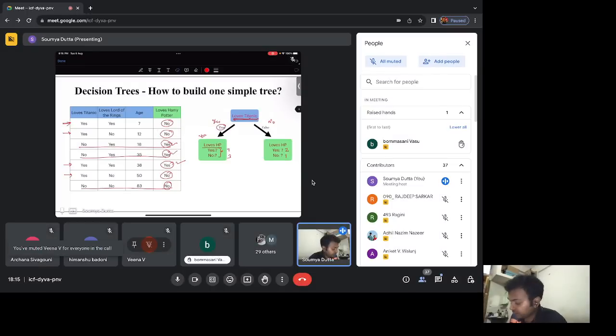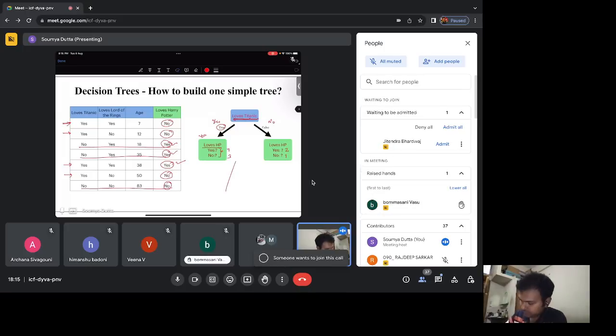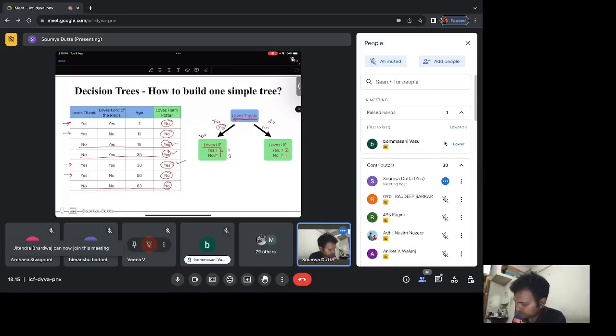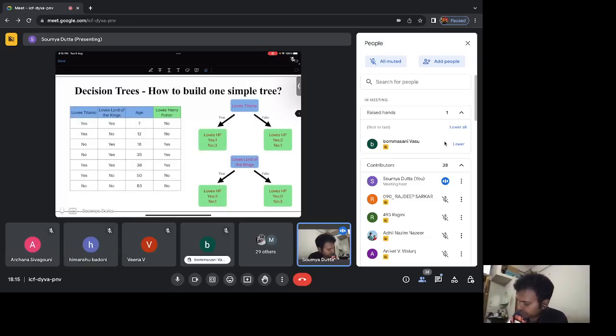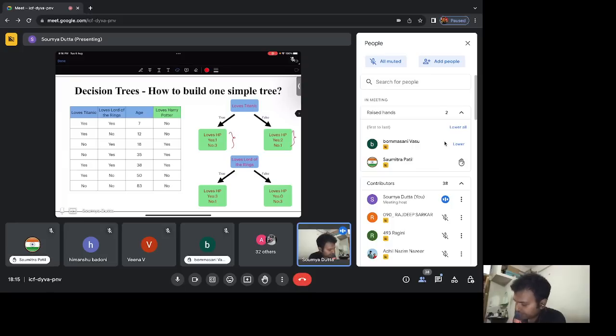So if you don't love Titanic but you love Harry Potter, that becomes 2 and the next one becomes 1. If you see here, these were the numbers that we had already got before in the last slide. Now that is one possibility of splitting, on loves Titanic.